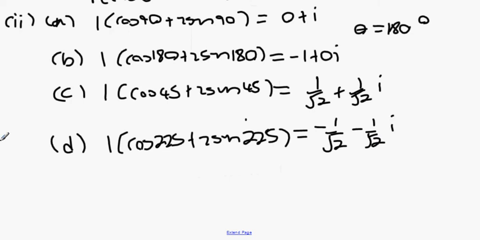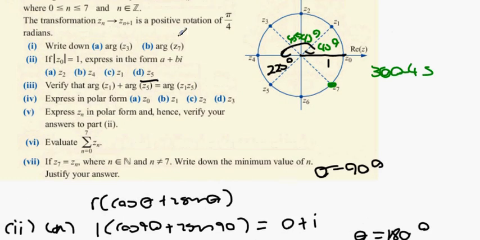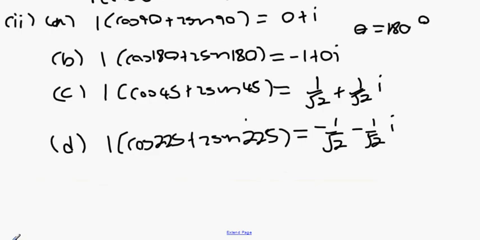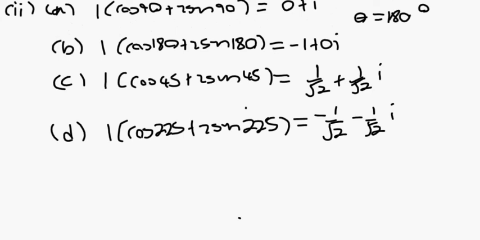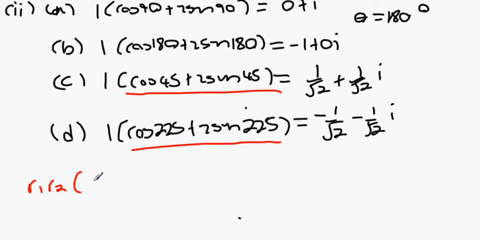Now, what it's asking for next is to verify the argument of Z1 by Z5. So the argument of Z1 is the angle, which is 45 degrees. The argument of Z5 is 225 degrees. So we need to make sure that Z1 by Z5 has an argument of 270 degrees. So we're going to get Z1 multiplied by Z5. The rule is when you multiply two complex numbers by each other, you add their angles together.